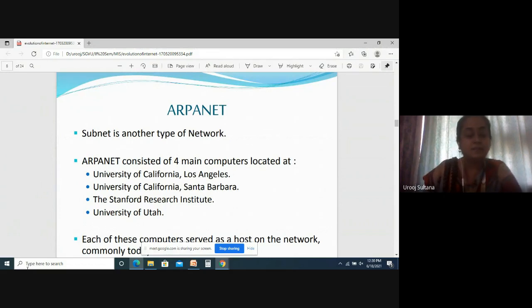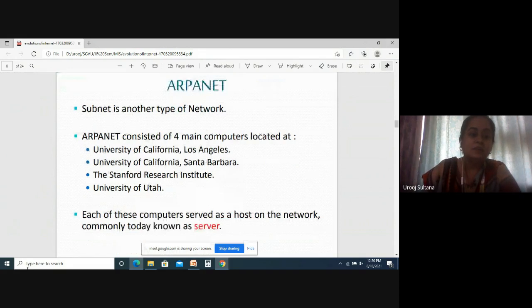ARPANET consisted of four main computers located at the University of California in Los Angeles, the University of California in Santa Barbara, the Stanford Research Institute, and the University of Utah. Each of these computers served as a host on the network, commonly known today as a server. After ARPANET invented the net, these four universities or institutes basically served the internet as servers.